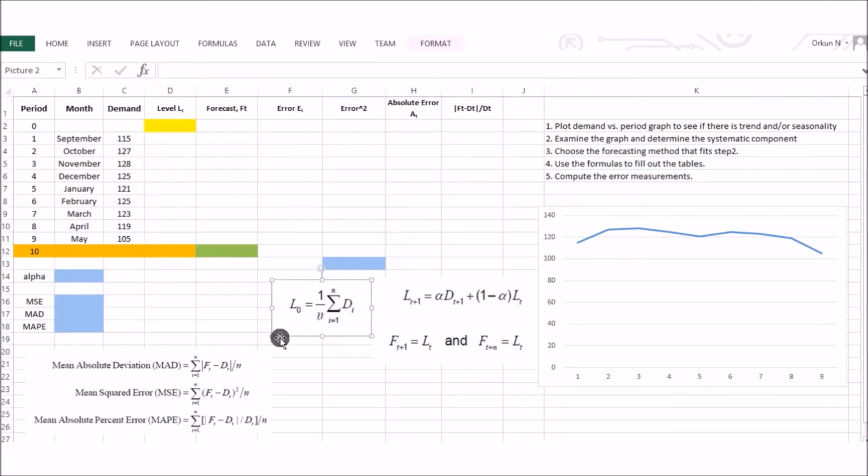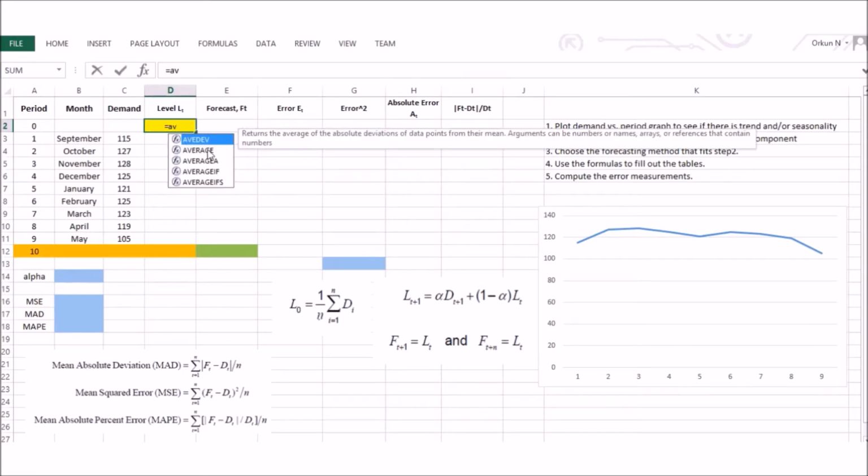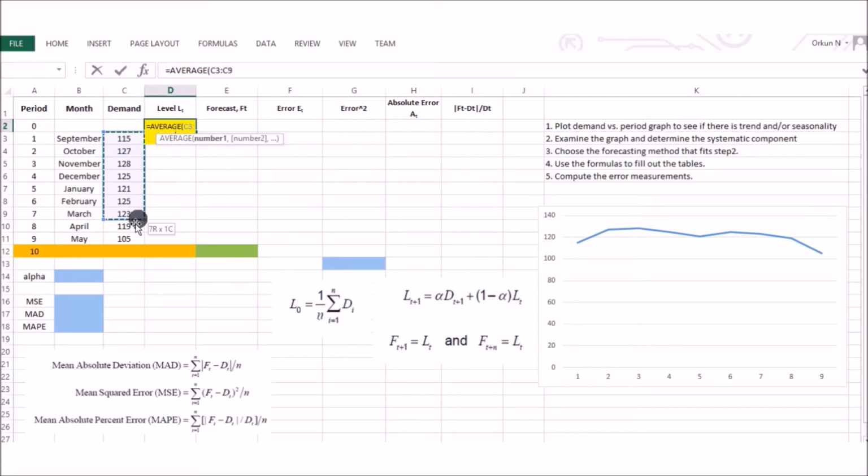The first formula we have is the initialization of the level value. Basically, it means the average of the demand values that I have. So go to that cell, use the average function, and take the average of all of this past data. 120.889 is my initial level value. I got that one, so this formula is used.